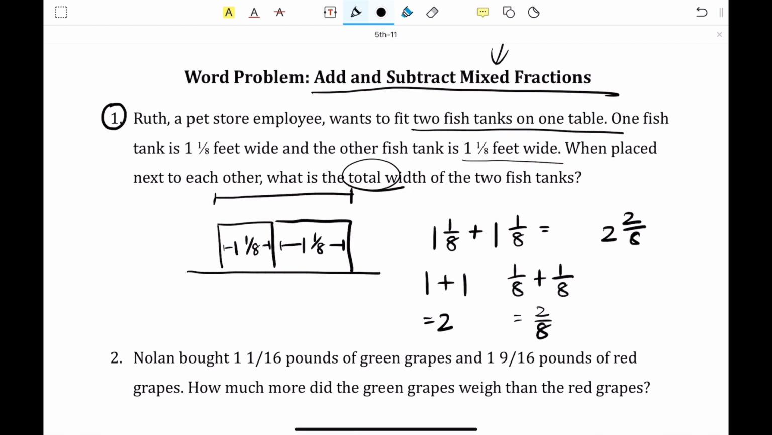So you're taking these and adding these and getting this. Make sure to simplify, so it should be 2 and 1/4. So it should be 2 and 1/4 feet wide. Don't forget the units.